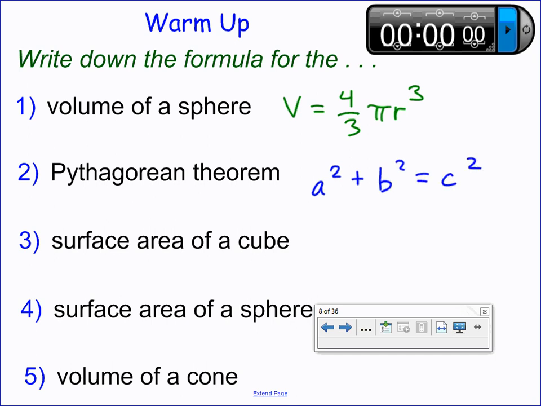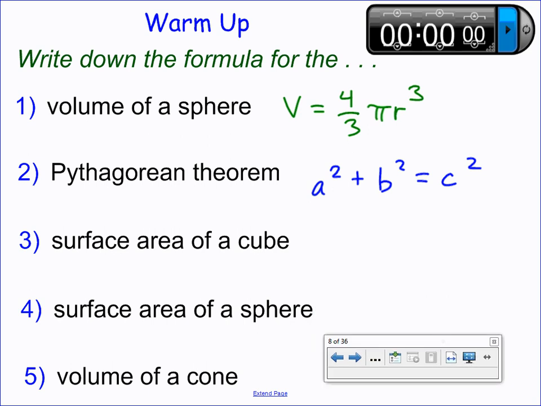Awesome. Where A and B are the leg lengths in a right triangle and C is the hypotenuse. Surface area of a cube, right? Surface area of a cube. What would that look like? Riley? It's 6 times the side length squared.